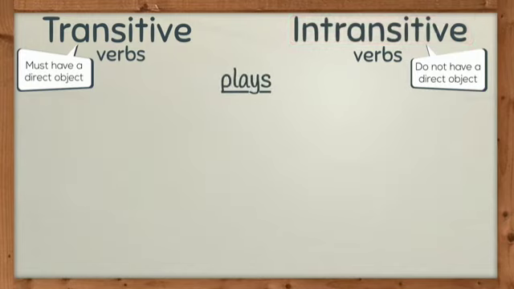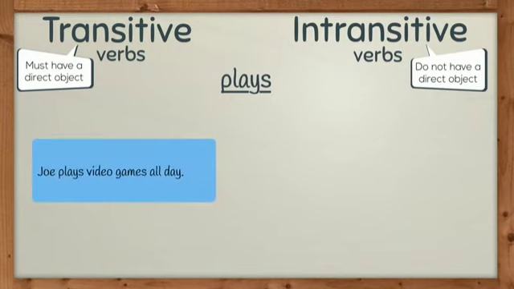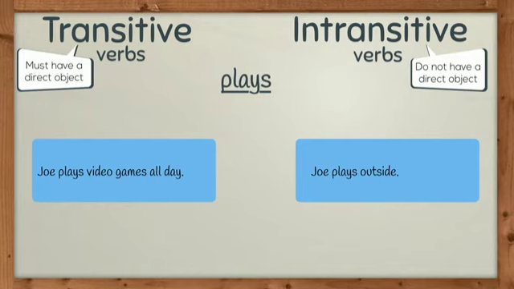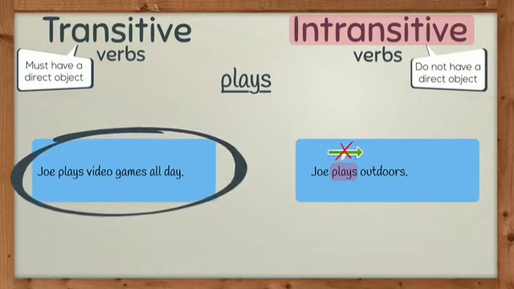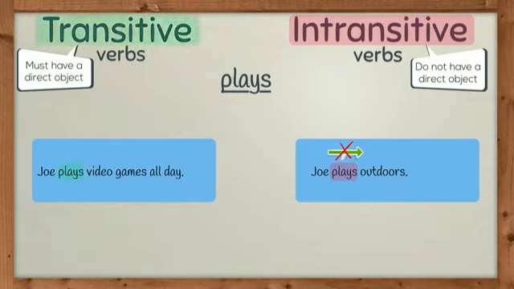Plays is another verb that can be transitive or intransitive. Joe plays video games all day. Joe plays outside. Here, the verb plays is intransitive. There is no direct object for the action to move to. In this sentence, the verb plays is transitive. The action moves through the verb to the direct object, video games.